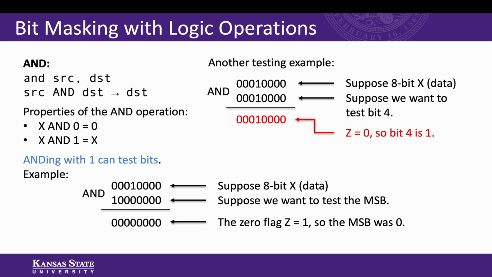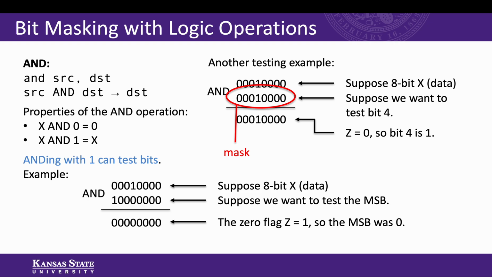In this situation, we get a 1 at that location that we're testing for, and of course zeros everywhere else. So the zero flag is 0, meaning the result is not 0. So then we know that bit 4 in the data was a 1. Neat, right? And again, I want to point out that this is the mask in this situation.